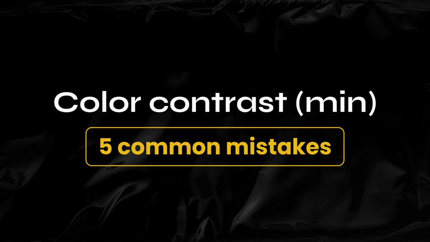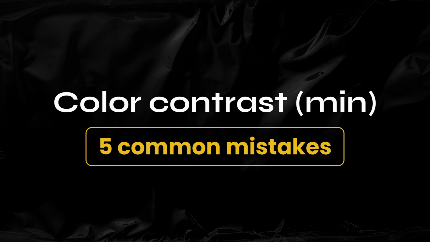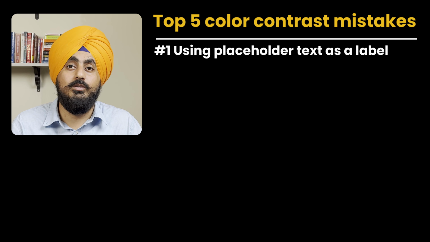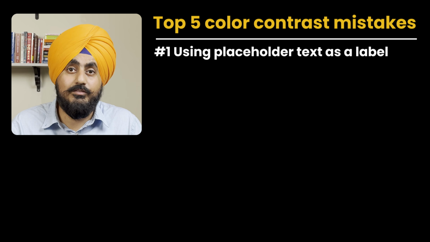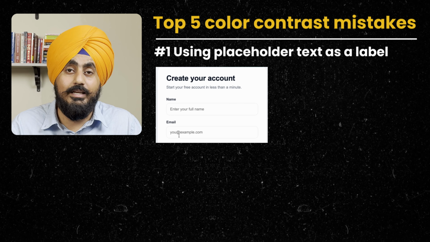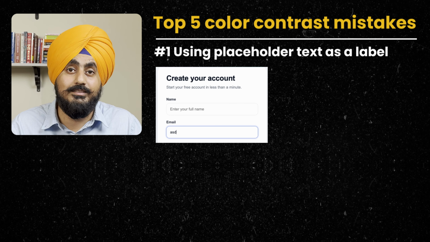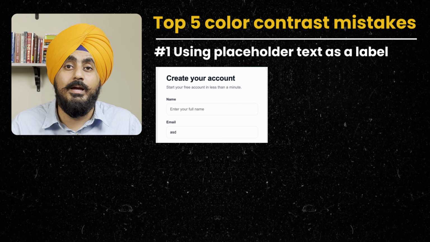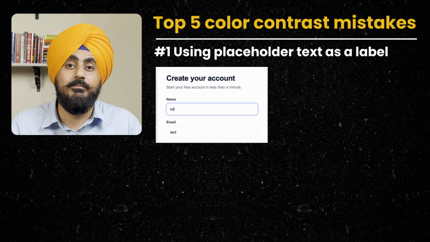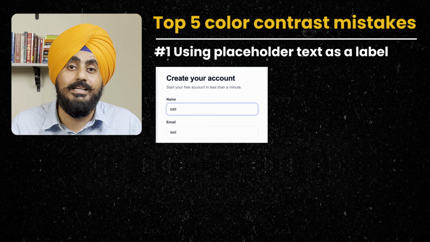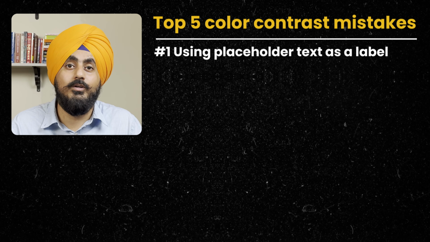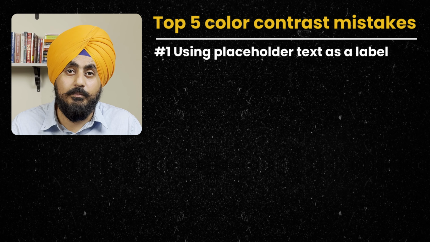Now is the right time to talk about the mistakes that keep creating low contrast. Comment which one you have seen the most. Mistake 1. Using placeholder text as a label. Placeholder text is often lighter. It disappears when user starts typing. It creates a memory load, and many teams style it like a secondary text. A placeholder is not a replacement for a visible label.